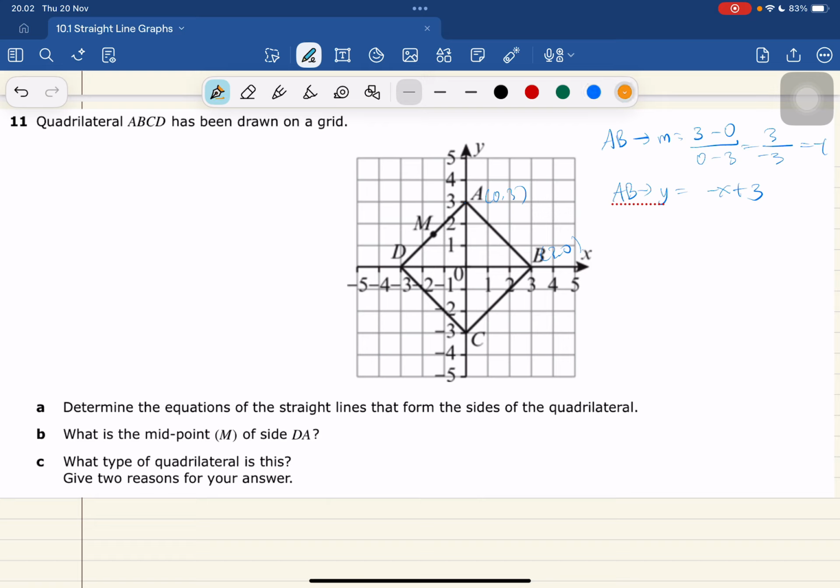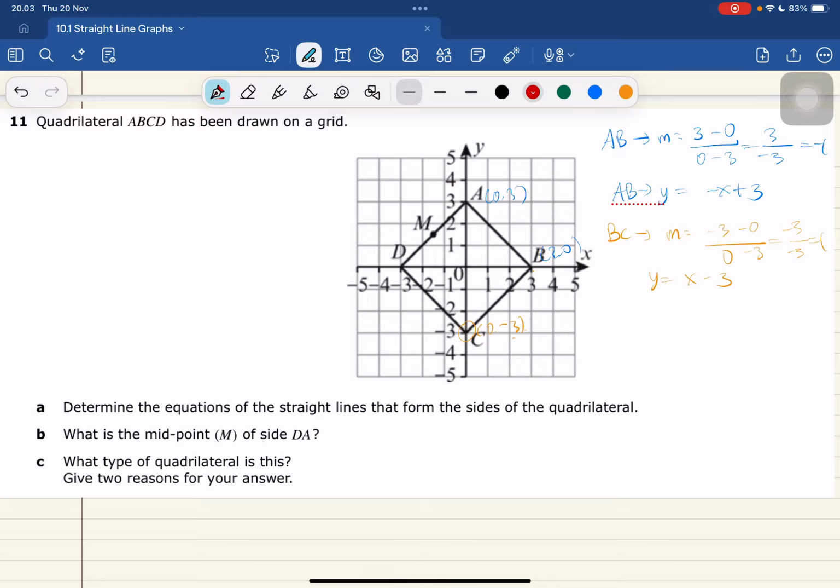Okay, next let us find BC. The gradient of BC: this point is (3, 0), here is (0, minus 3). The second y is minus 3, minus 0, over 0 minus 3. So minus 3 divided by minus 3 is equal to 1. So the gradient is 1. So y equals x plus the y-intercept, which is minus 3. So it's not plus, it's going to be minus 3.